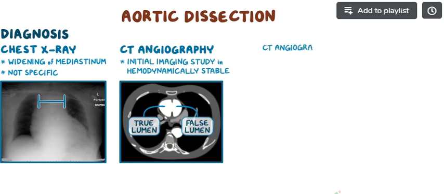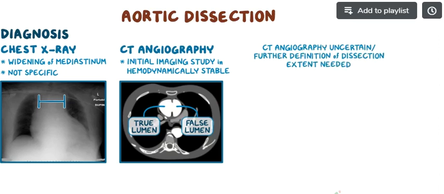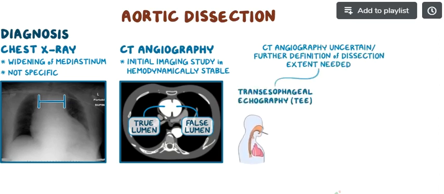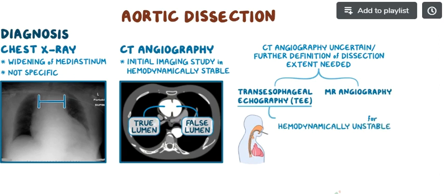If the CT angiography is uncertain or further definition of the dissection extent is needed, other imaging studies like a transesophageal echography or TEE or an MR angiography are indicated. On the other hand, for hemodynamically unstable individuals, the initial imaging study recommended is TEE.